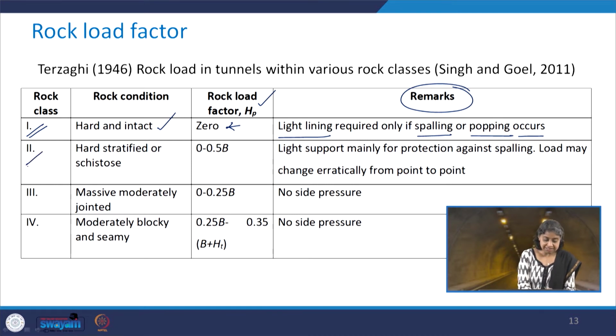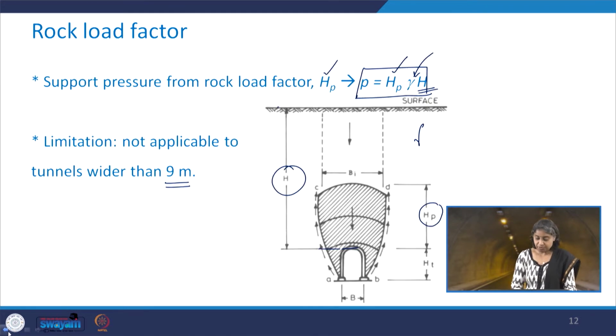If you have the second type of rock class, which is hard stratified or schistose, then this rock load factor was taken to be 0 to 0.5 times B. Now, what is this B? Take a look here. This is the width of the opening, that means this dimension. So basically this HP was defined in terms of this B and also the height of the excavation HT in some of the rock classes.